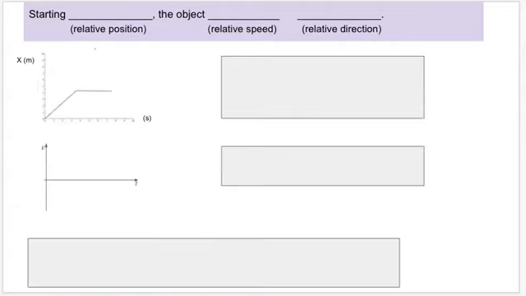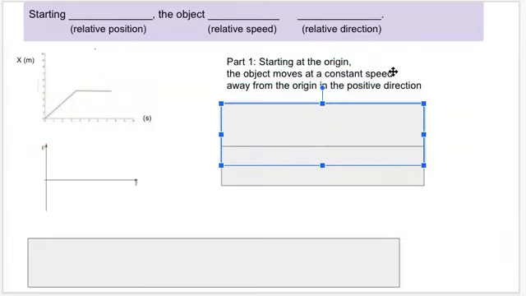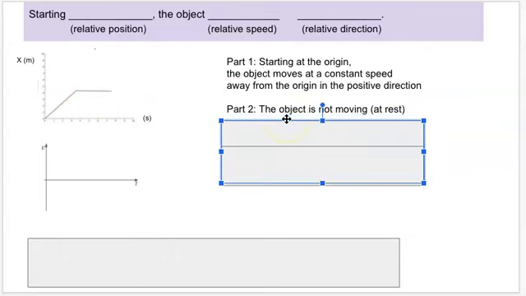All right, now let's look at a second example here. This is a piecewise function. There are two motions happening here. So we know for the first motion, we already talked about that. Starting at the origin, the object moves at a constant speed away from the origin in the positive direction. But what happens at part two? In part two, there's no slope. If there's no slope, that means the object's not moving. Okay?